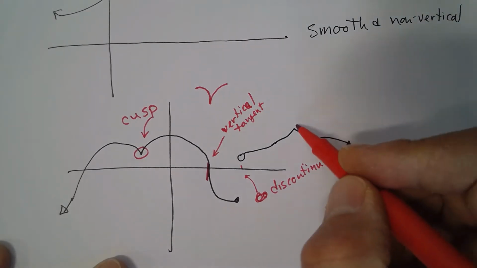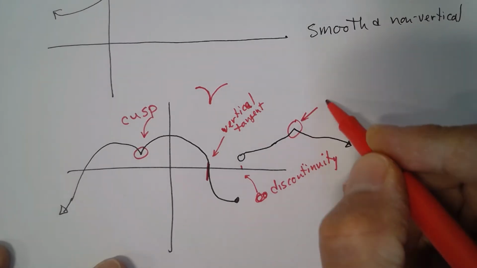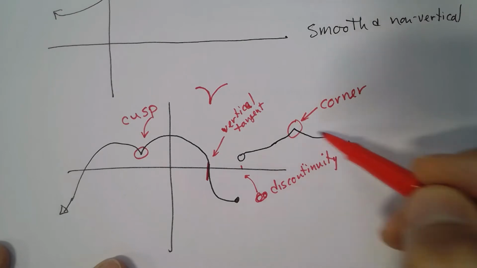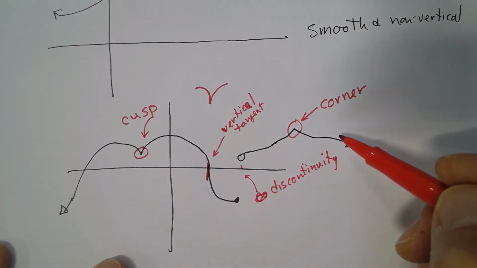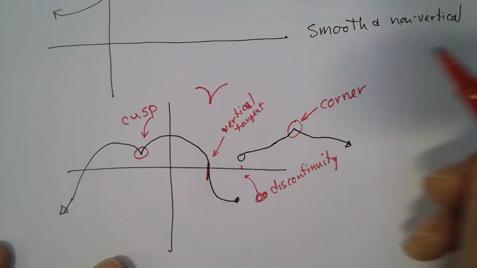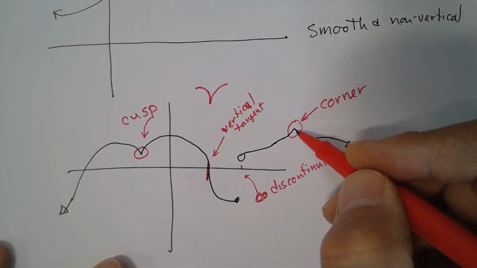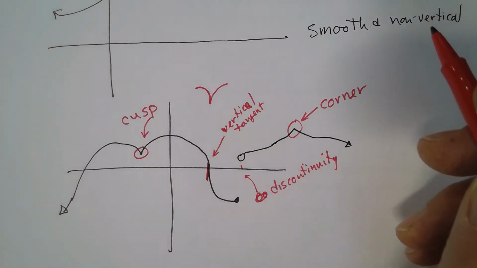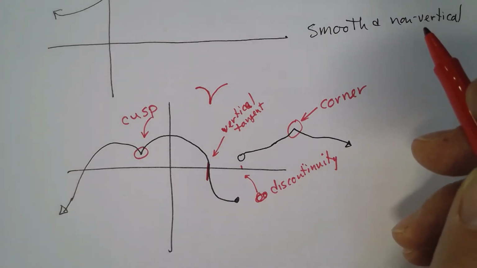Okay, and then the last one here is a corner. So a corner is like when you connect one piecewise function with another piecewise function, maybe, or an absolute value parabola. It could generate a corner. And so all of those are where a function is not differentiable.